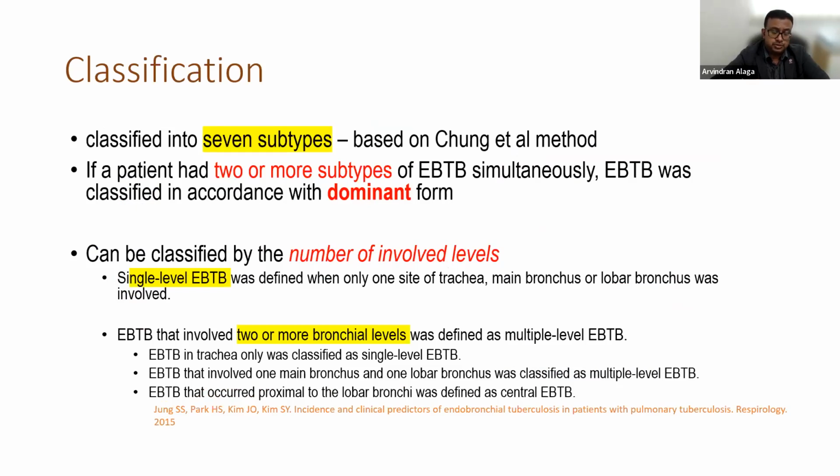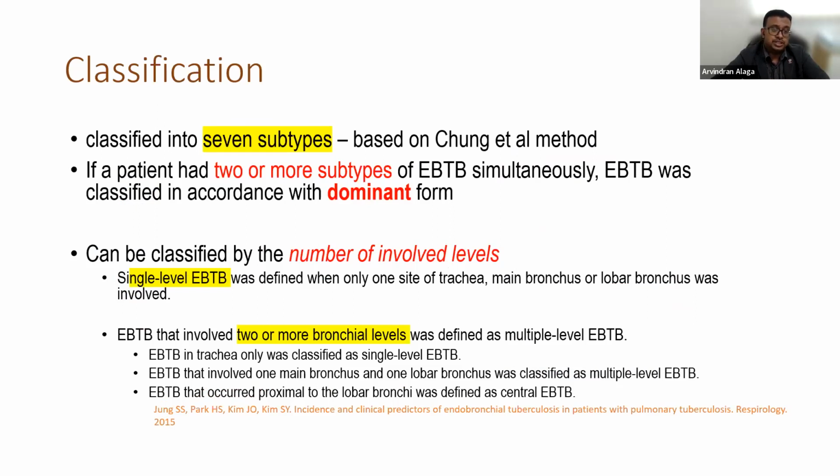So based on the Chung et al. method, it is classified into 7 subtypes. Actually, most of us follow this particular classification. And if a patient has 2 or more subtypes, we classify according to the dominant form. And you can also classify by the number of involved levels.